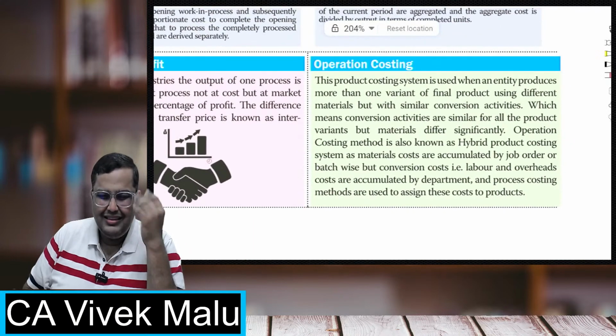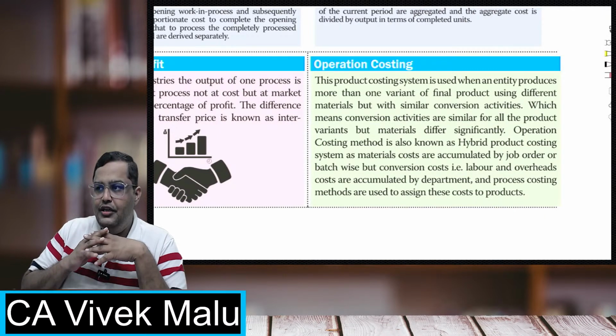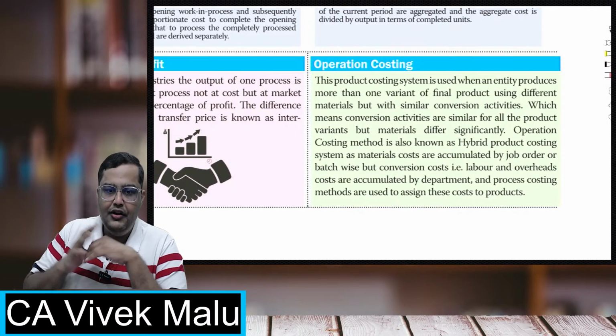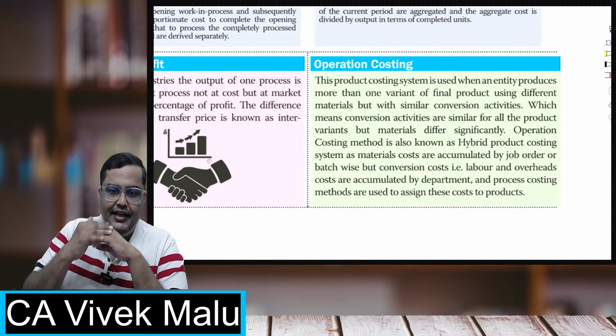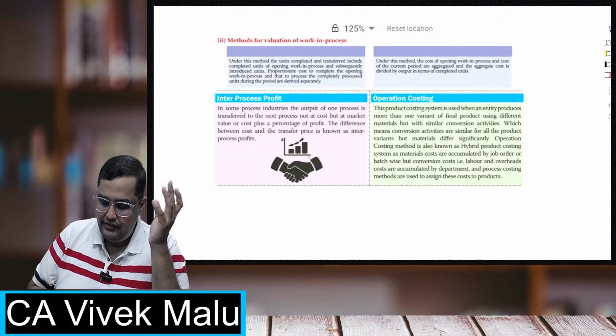Operation costing is basically when you are producing different variants, like suppose there is a car manufacturer making different models. If I talk about Honda City, there will be Honda City ZX, VX, like that. So different models, but the process is more or less the same.